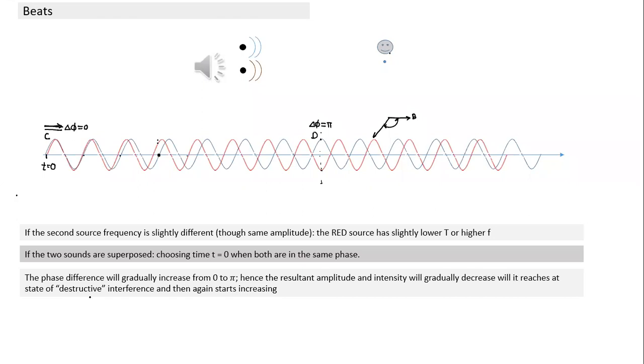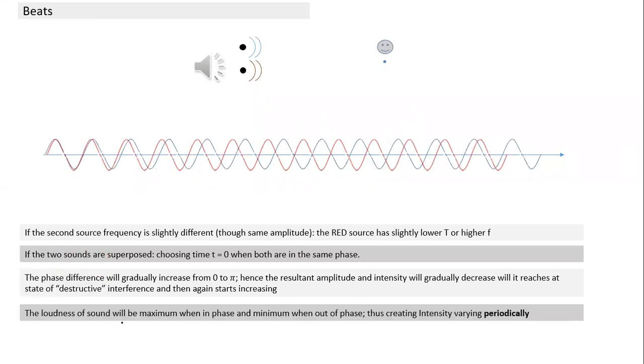Decrease till it reaches a state of destructive interference, then again start increasing. That's what we'll observe here. Okay, so loudness of sound will be maximum when in phase. This is a time where loudness of sound will be maximum, and minimum when out of phase. Somewhere in this time zone, I'll find this will be the minimum loudness and this will be the maximum loudness. And in between, the loudness will keep on decreasing.